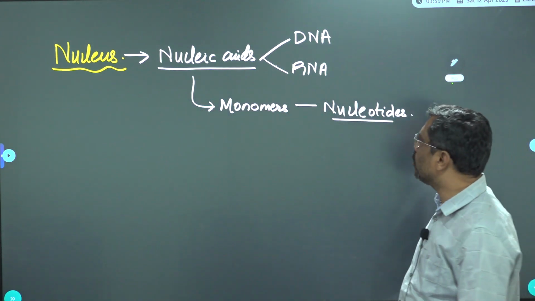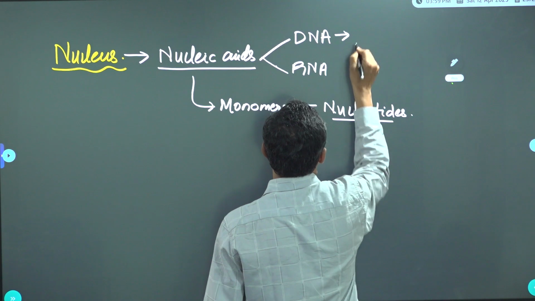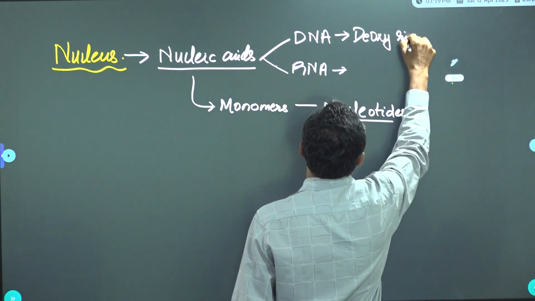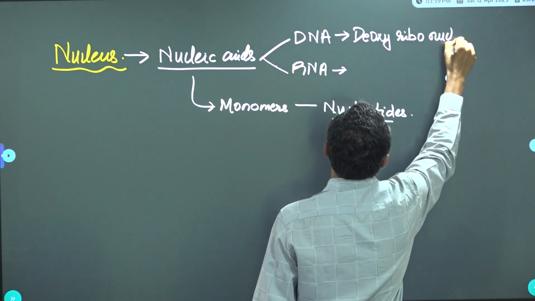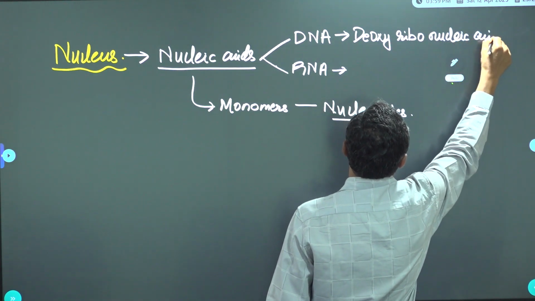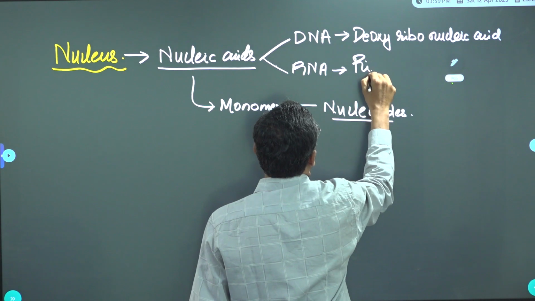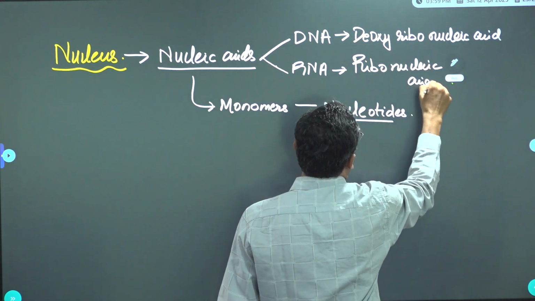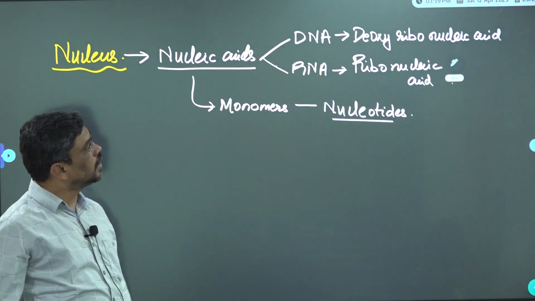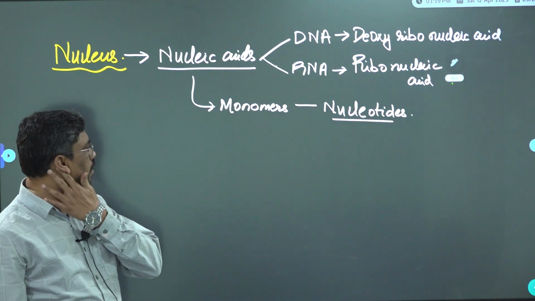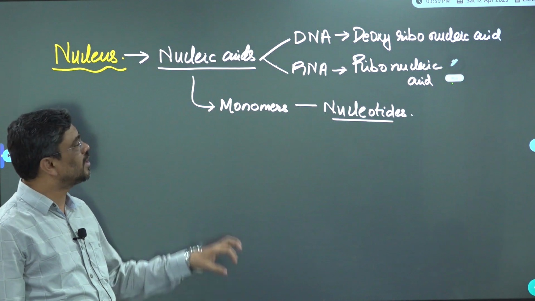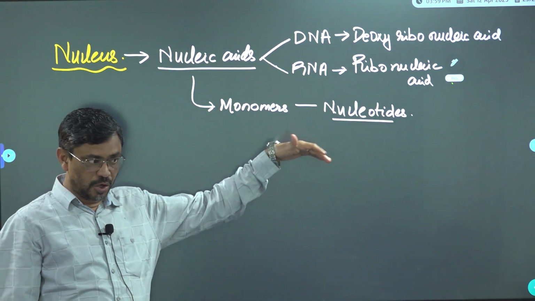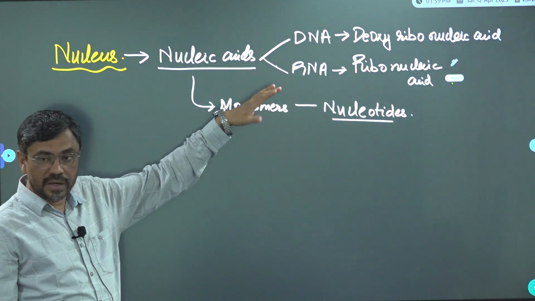So nucleic acids are of two types. They are DNA and RNA. DNA means deoxyribonucleic acid. RNA means ribonucleic acid. And these nucleic acids are made up of nucleotides. The monomers of these nucleic acids are called nucleotides. So DNA is made up of deoxyribonucleotides. RNA is made up of ribonucleotides.